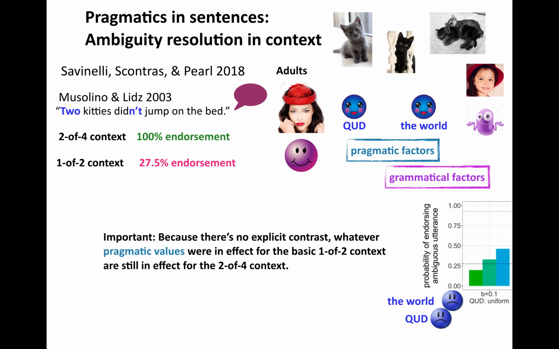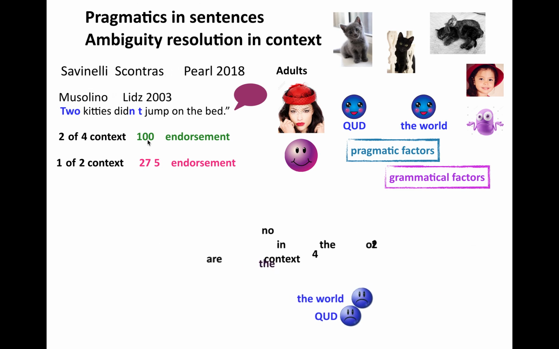So how do we explain that? Importantly, there's no explicit contrast. There's no shift really of the context in any way, except the number of participants, 4 kitties versus 2 kitties, right? So there's no shift in the pragmatic values. So whatever pragmatic values were in effect for this basic one that got such a low endorsement rate are still in effect for this one. It's just now it's okay, right? So how do you do that?